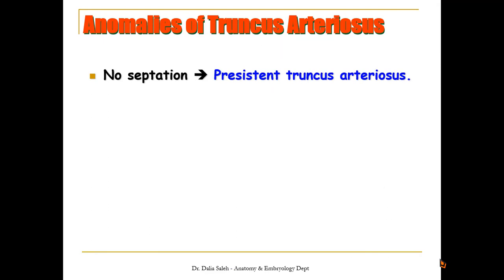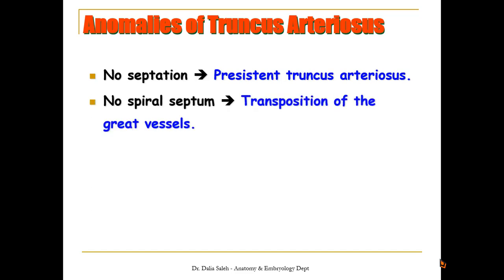If there is no development of this septum at all, we will end up with persistent Truncus Arteriosus. If the septum is not spiral but straight, then we will end up with an anomaly called transposition of the great vessels. If there is unequal division of the Truncus Arteriosus, we will end up with an anomaly called tetralogy of Fallot.